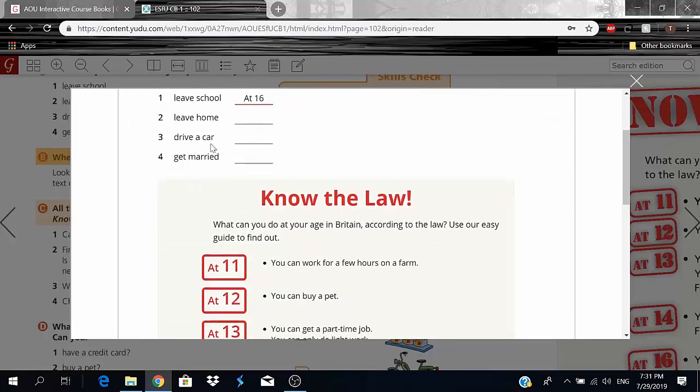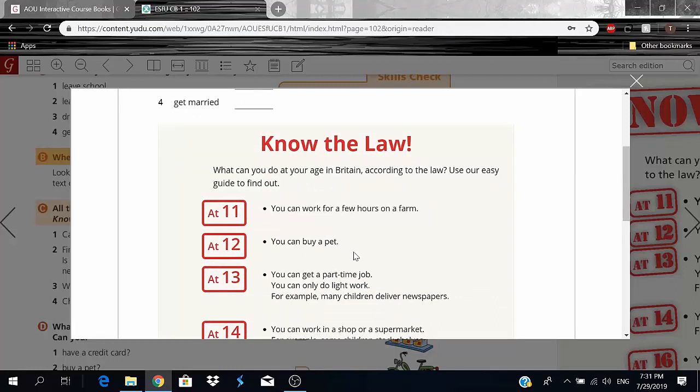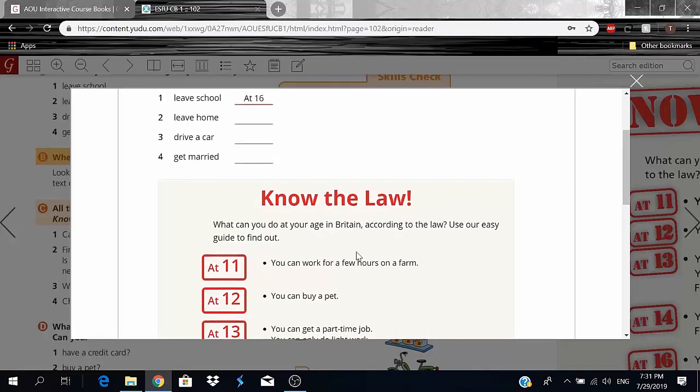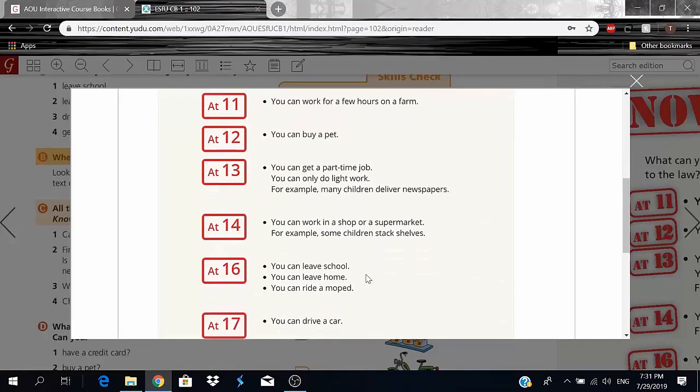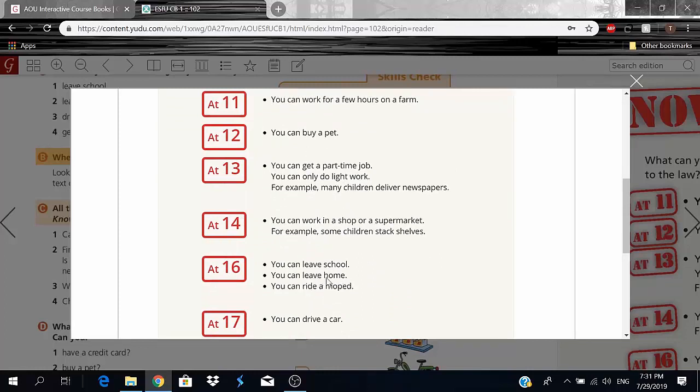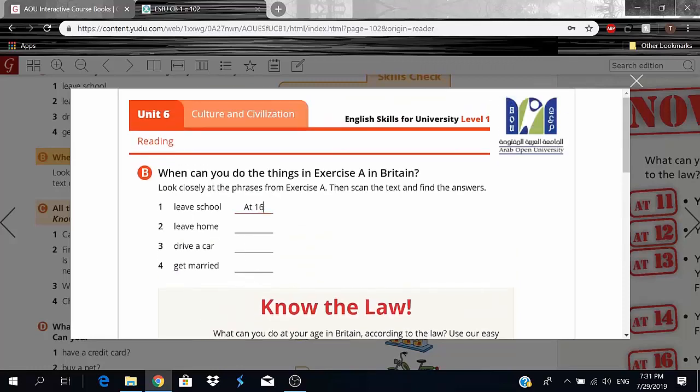And number 2 is leave home. And I want you guys to notice something here. When trying to look for information in a text, don't read the whole text over and over again. Just try to skim through it until you find the piece of information that you need. So for example, at what age do I leave home? I can just skim quickly until I find leave home, okay? All I need is this right here. I don't need to read all of that just to get here. So it is at 16 as well. So it seems like you can do a lot of things at 16 in Britain. So leave home at 16.